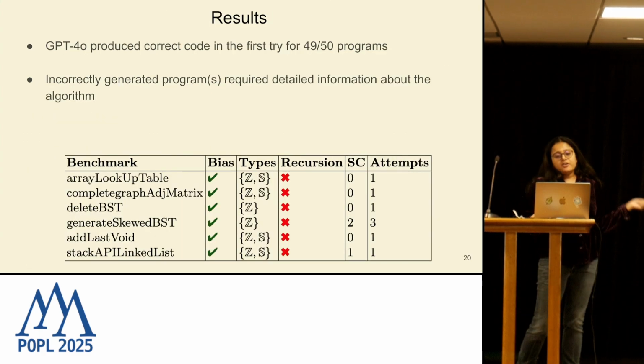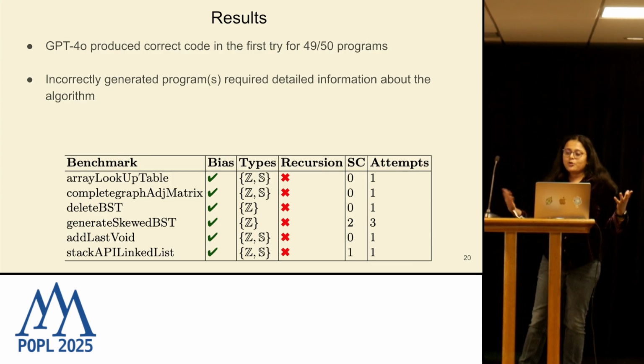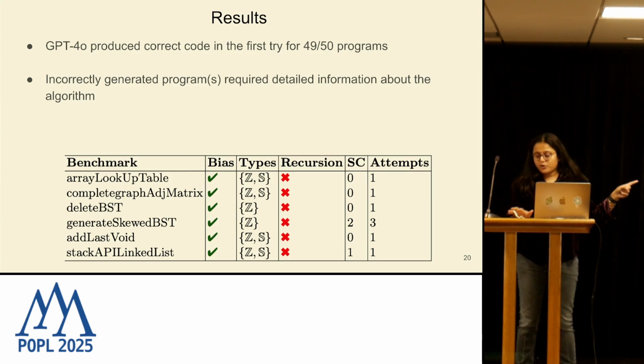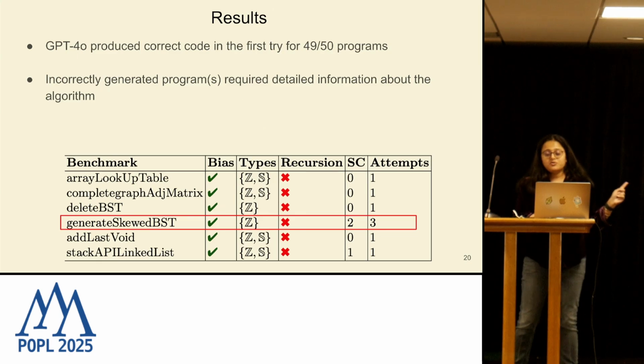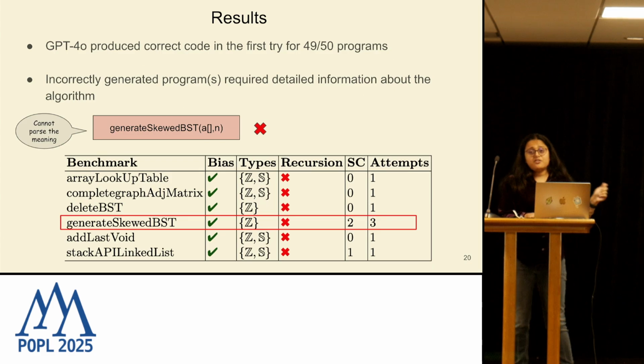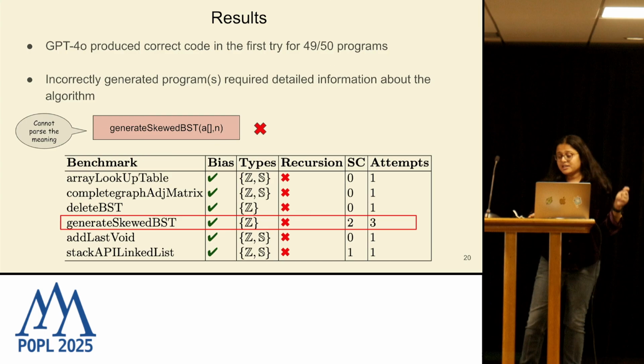So now in our results, we see that GPT was able to produce the correct code for almost all the programs but one. It did incorrectly generate the code for one case, which I'm going to talk about, which is generate skewed BST. What it says is, given a list of n keys, generate a skewed BST. And given the description of the prompt, it's unable to parse.